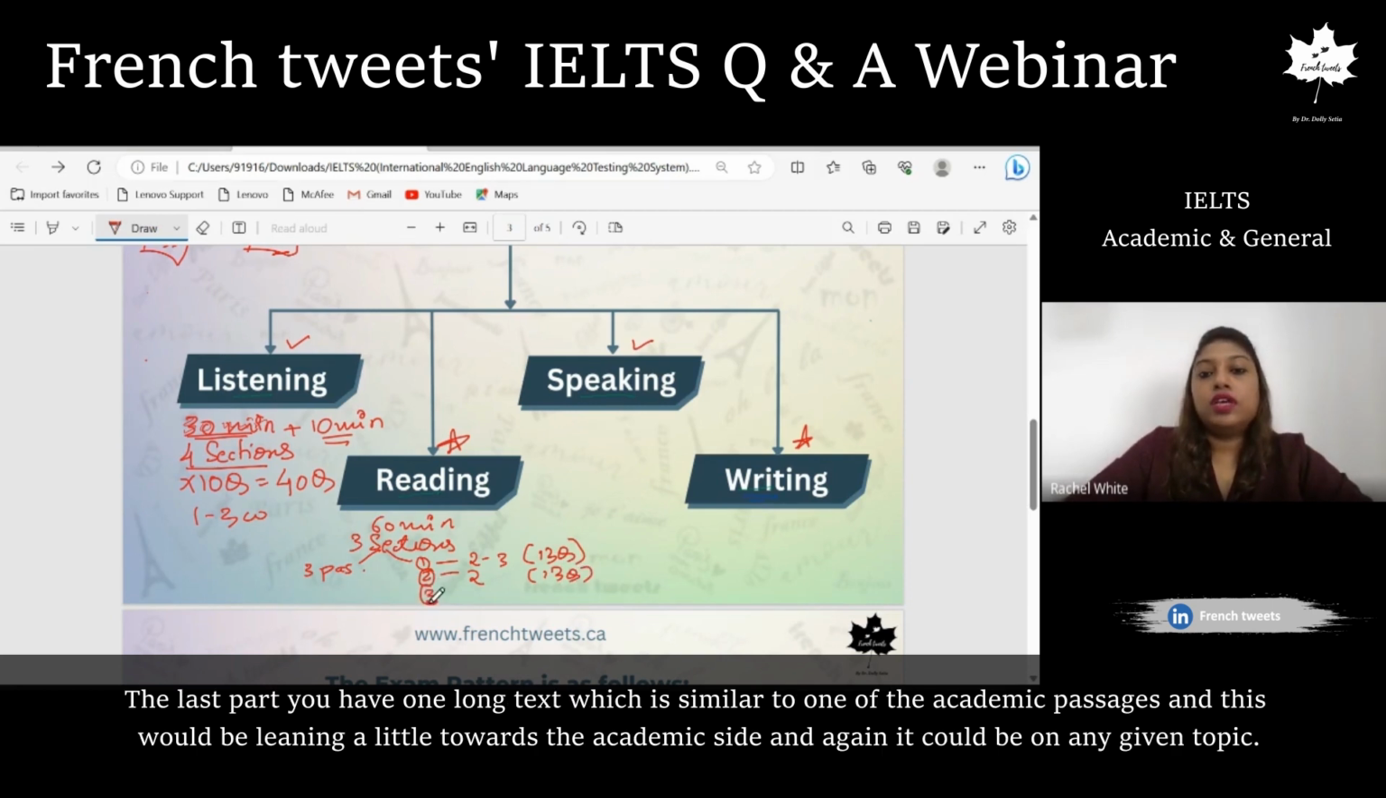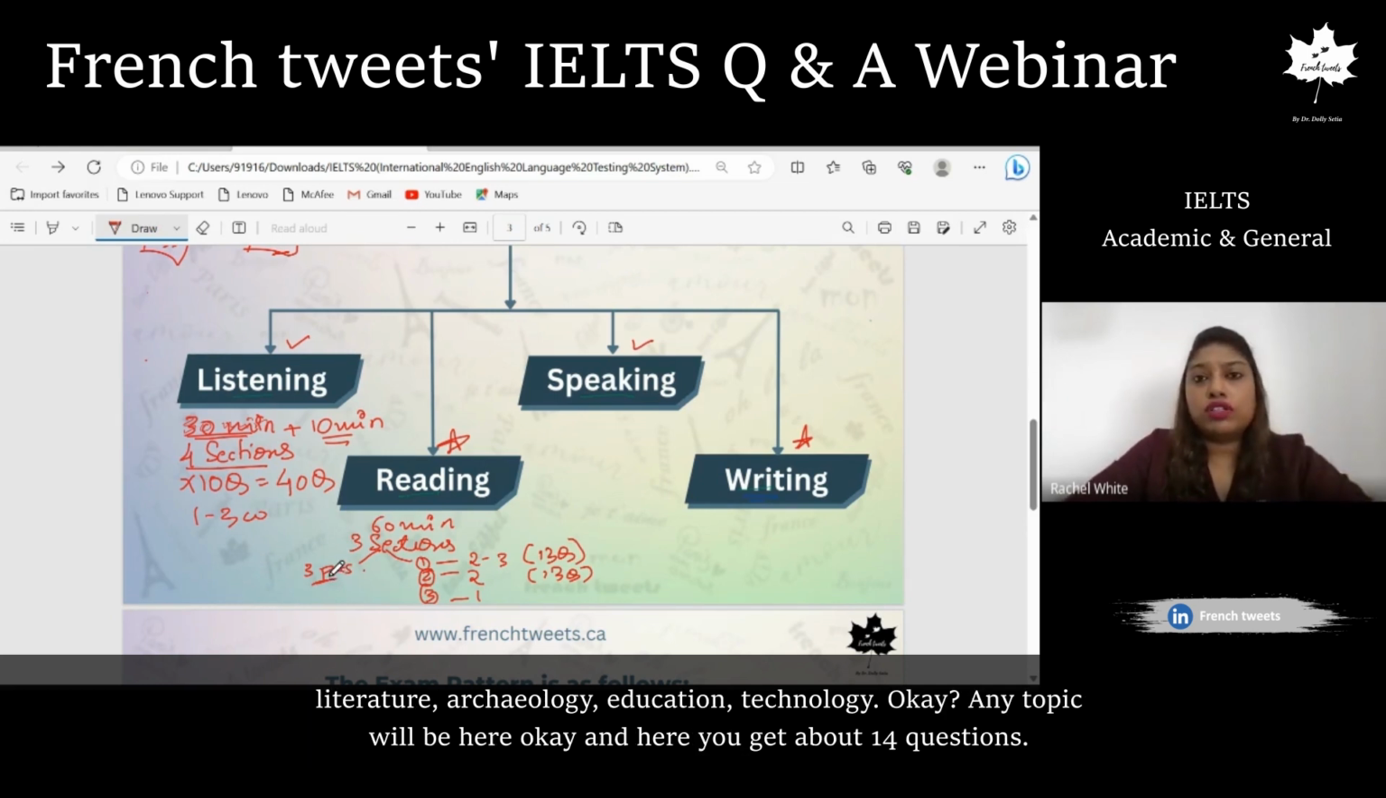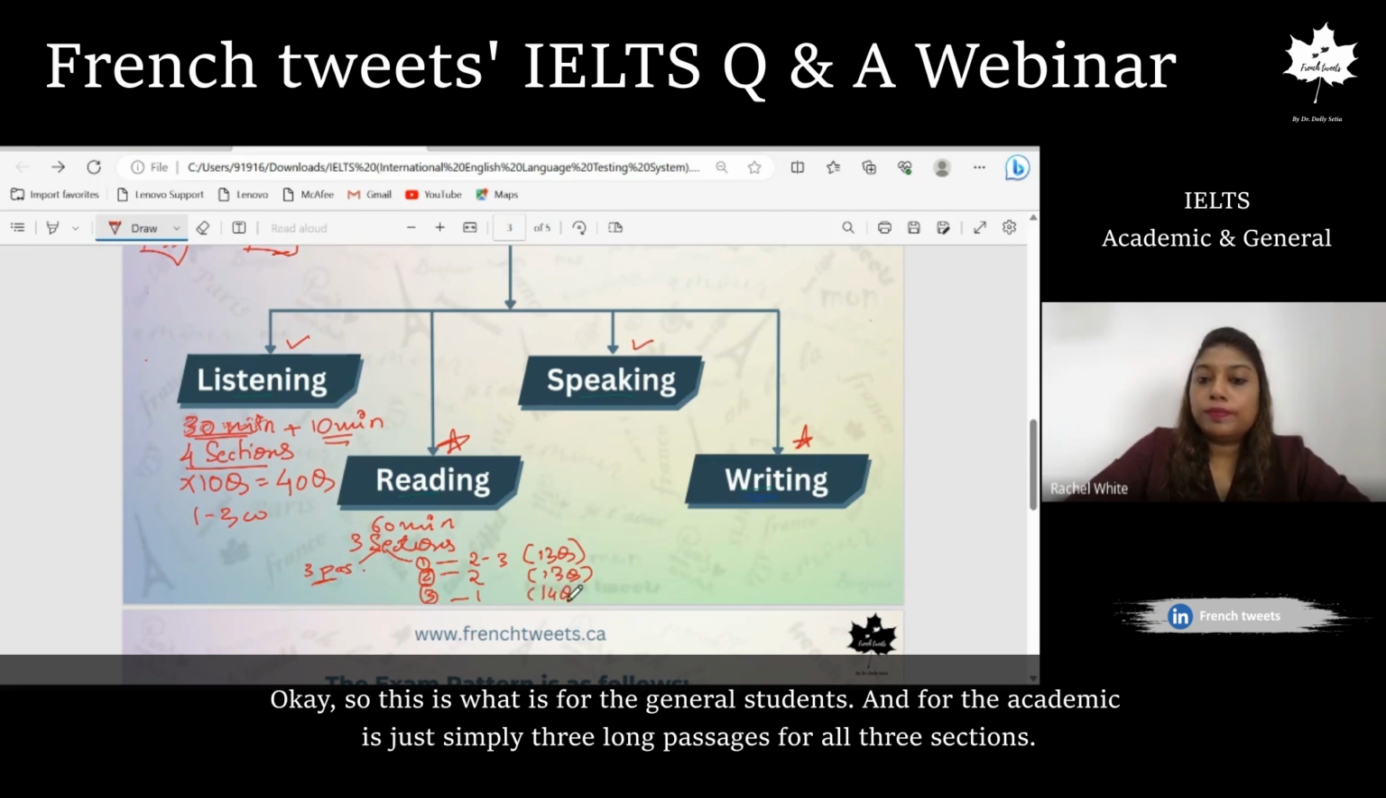The last part, you will have one long text, which is similar to one of the academic passages. And this would be leaning a little towards the academic side. And again, it could be on any given topic: literature, archaeology, education, technology, okay? Any topic could be here, all right? And here you would get about 14 questions. All right, so this is what is for the general students.